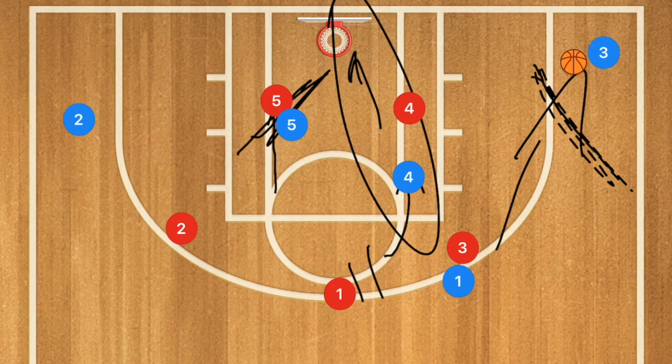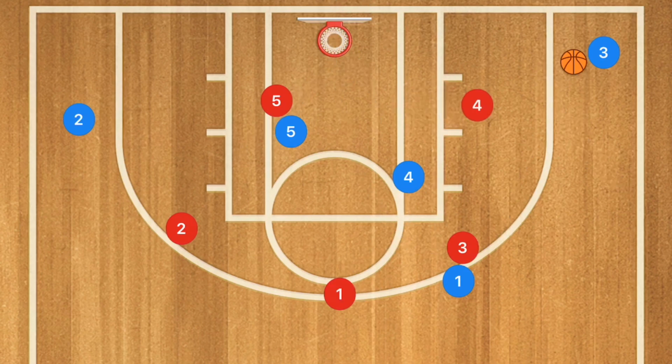The reason why player 5 is screening down and sealing his man is because if player 4 was too far out, we got player 4 the ball, he can now pass to player 5 for a simple layup as well.